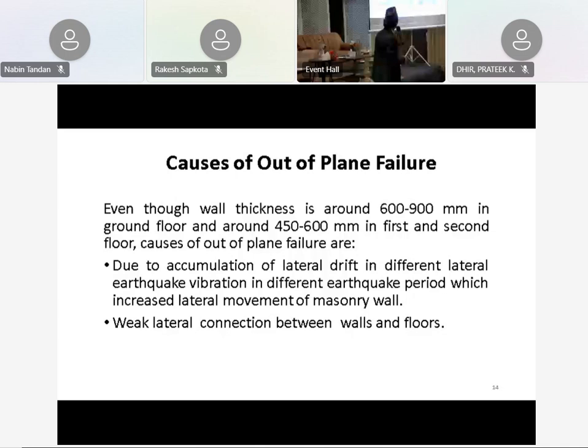Next, please. And causes of out of plane failure. This is just assumption and discussion. Even though the thickness of walls is 600 to 900 in the ground floor, and 400 to 600 in the top floors, the drift is increasing in each earthquake. The basic causes of this failure are that the transverse walls are not properly connected to the main wall and are detached. That is one thing. Another is that the distance between transverse walls is much more than required.